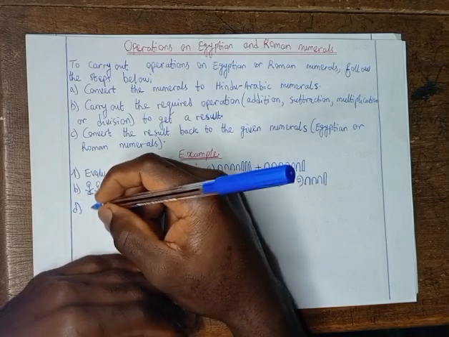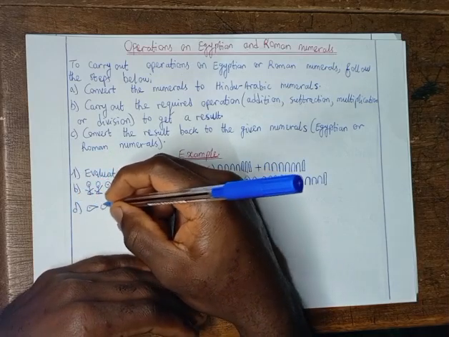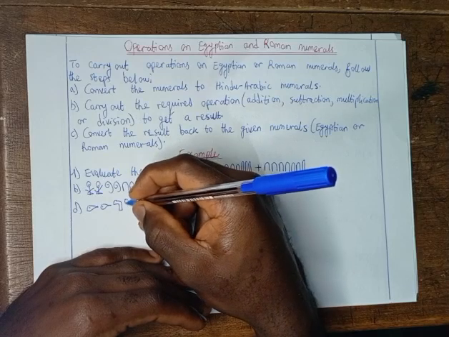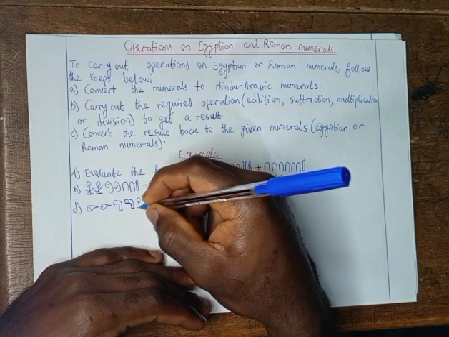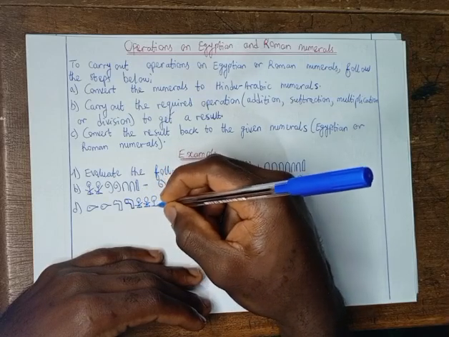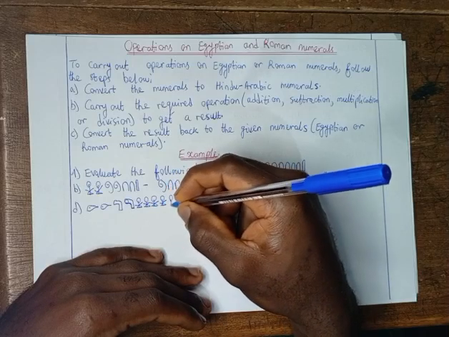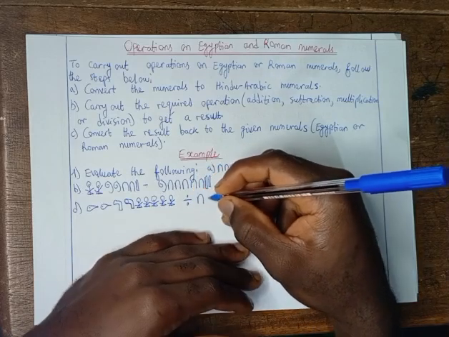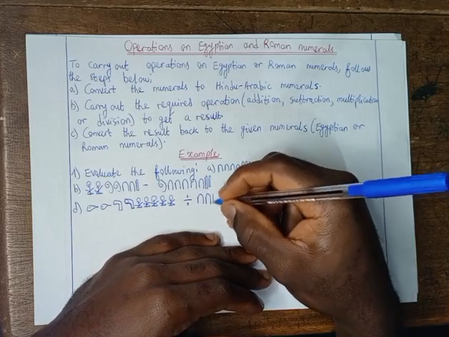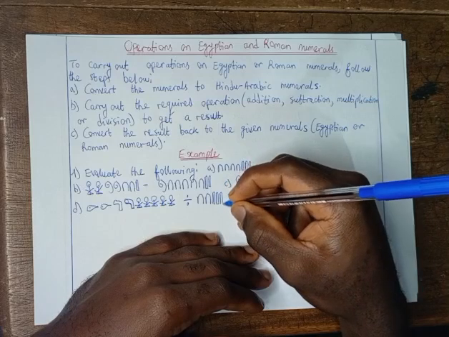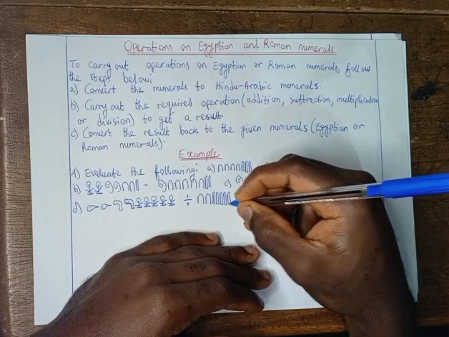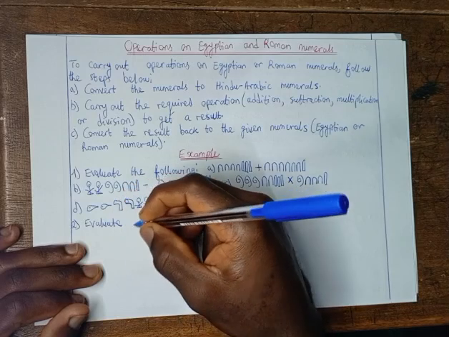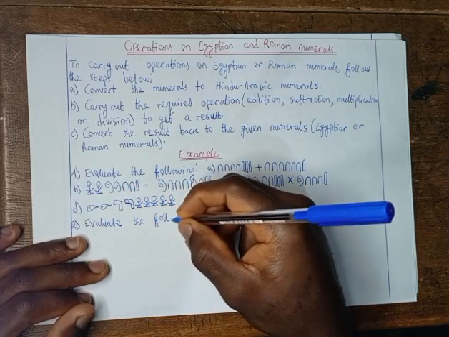For D, we have 2 tadpoles, 2 bent fingers, 5 bent fingers, 5 lotus flowers, divided by 2 elbows and 5 straight fingers. Question 2 says evaluate the following.